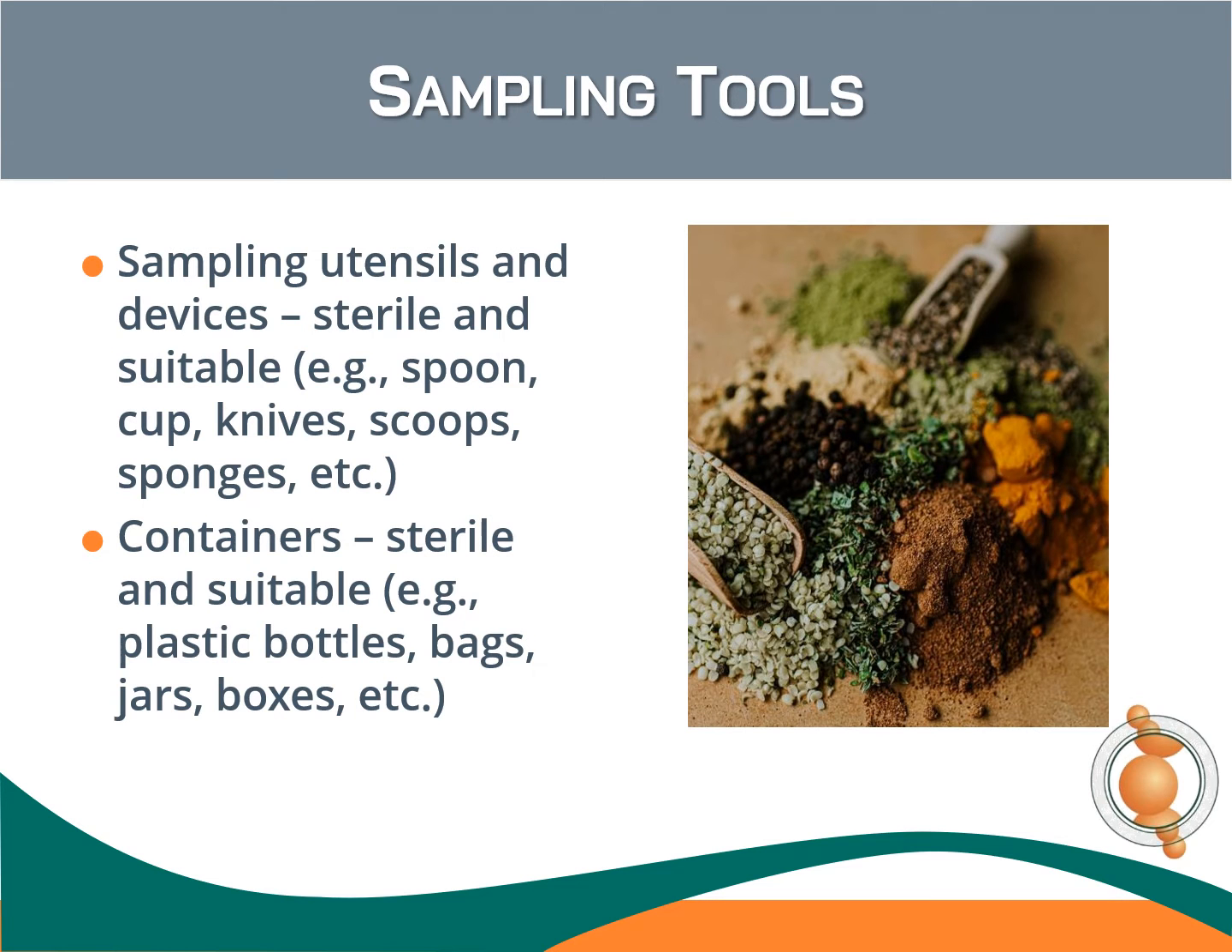Various tools or utensils can be used to take samples. Spoons, cups, knives, scoops, or pipettes can be used to collect food samples, or sponges can be used to collect environmental samples. Various containers can be used to contain samples once they are collected. The common ones include plastic bags, bottles, jars, boxes, etc.